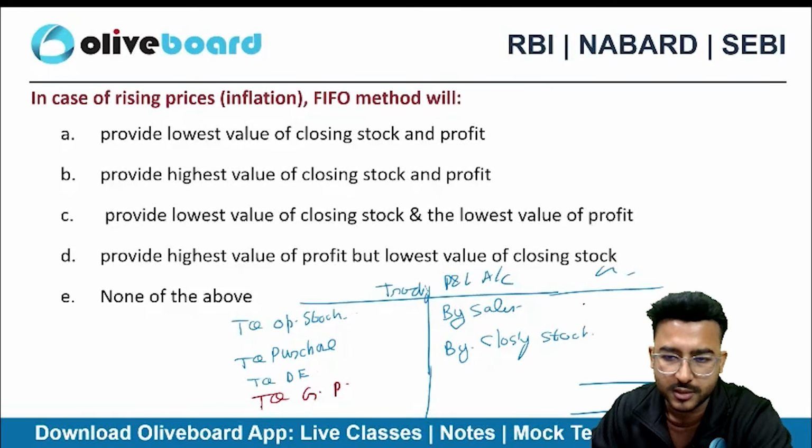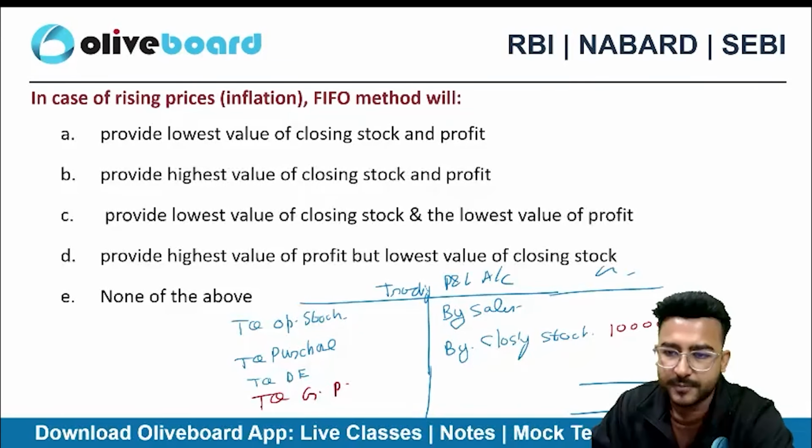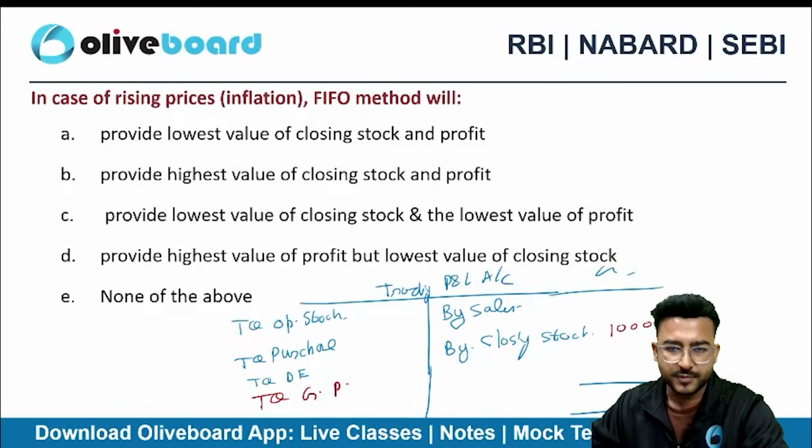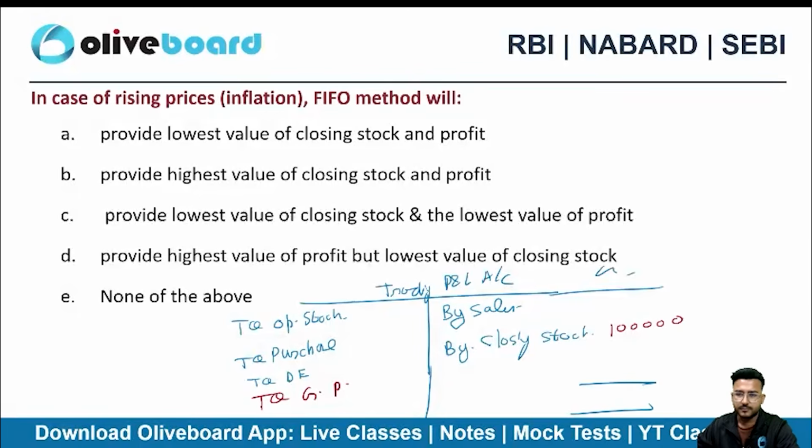My closing stock, say for example, is 1 lakh rupees here. Okay. Sales, for example, is also 1 lakh rupees. My opening stock is 10,000 rupees. My purchases are 90,000 rupees, for example. What will happen to my GP? It will be 0 as of now. Right? Sorry. 2 lakh is the total of credit side.